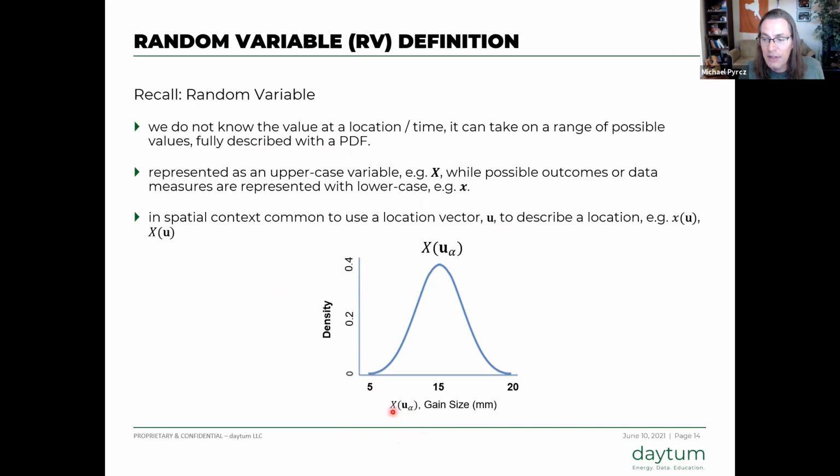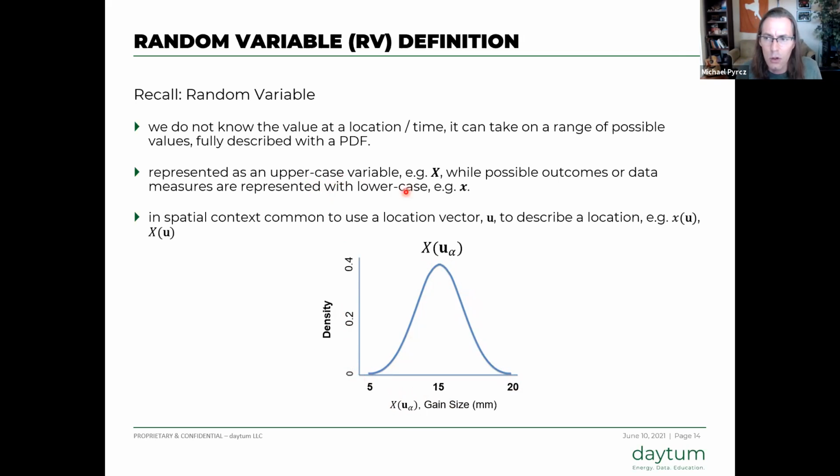Well, we have a specific property of interest, grain size in millimeters. We have a location vector u alpha, indicating a location in space or time. And at that location, we have a distribution, a PDF density model that tells us what it could be at that location. Now, every time we talk about a random variable, if you look, I'm careful.